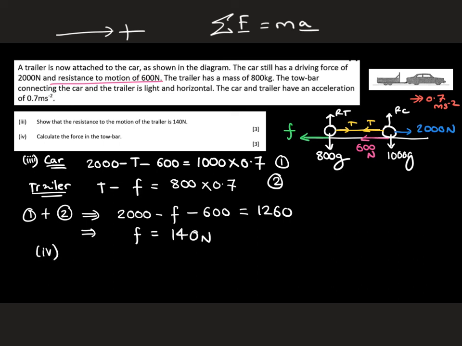Now, for part 4, to calculate the force in the tow bar, that's the value of T. So we take 140 newtons and then substitute it probably into equation 2 because that's quite a simple equation. And this then gives me an answer of T equals 700 newtons, so the tension in the tow bar is 700 newtons. Now, the system changes again.